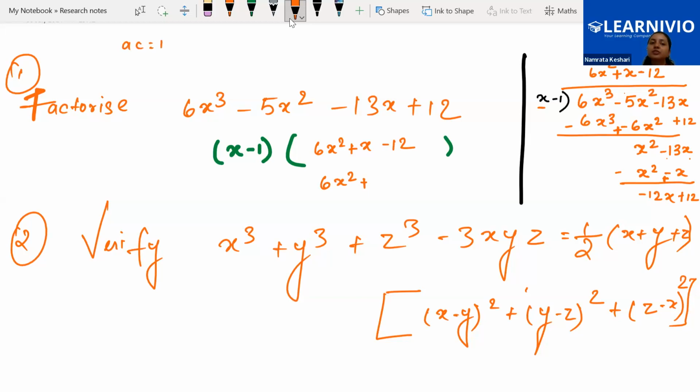AC is 12 into 6, which is 72, and the numbers are 9 and 8. Yes, exactly, 9 and 8. 9x, 8x, plus x we need. So plus 9x minus 8x. Like this we will be having x minus 1. And then we will take out common. What can be taken out common? Tell me.